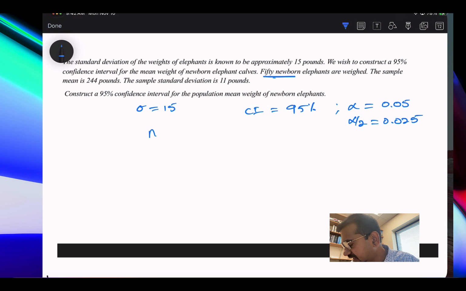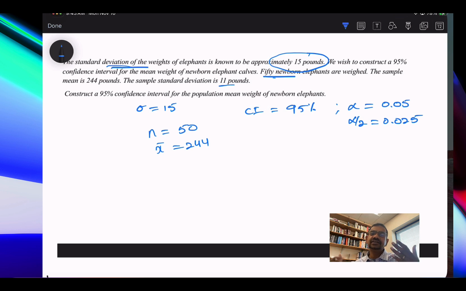And then it says that 50 newborn elephants were weighed, so our sample size is 50. It also tells us the sample mean is 244 pounds. Now, it does tell us the sample standard deviation, but we do not need this because we are given the population standard deviation. So if we know that, that is what we will go after. If we did not know that, we would have to estimate our population standard deviation from our sample.